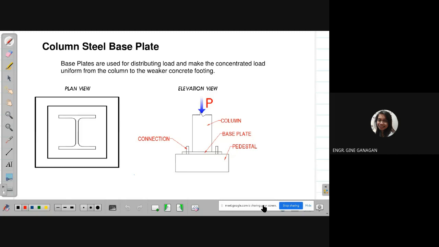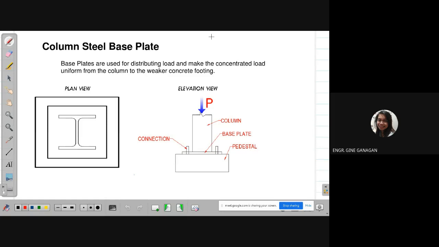Okay, so last meeting, na-discuss natin yung compression members. Okay, next topic natin is the column steel base plate. So, sa design and analysis ng column steel base plate, we have to come up with the dimension or the design by solving the required width, the required length, and the corresponding thickness of our steel base plate.